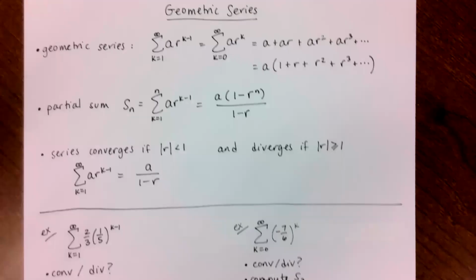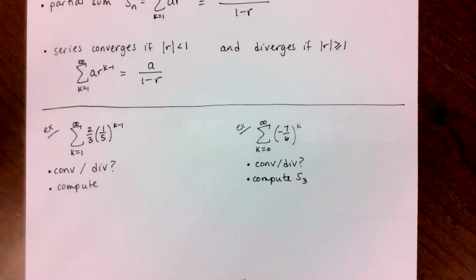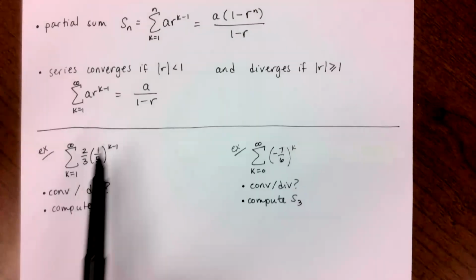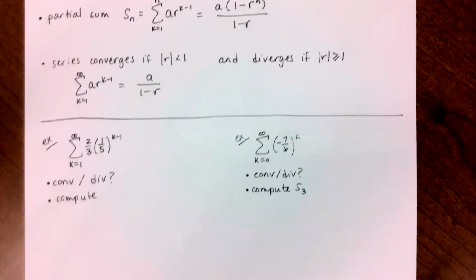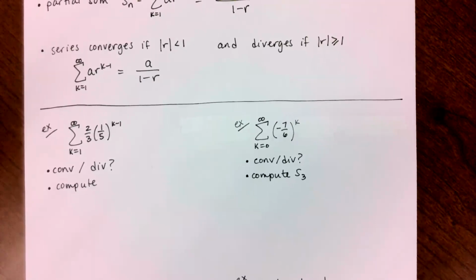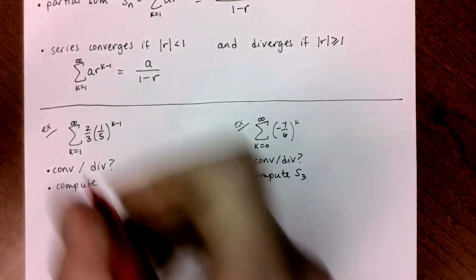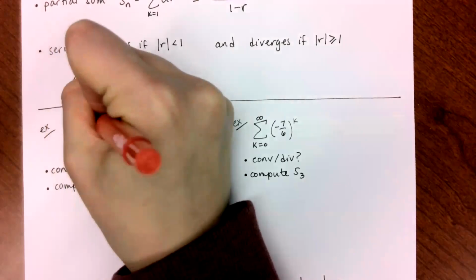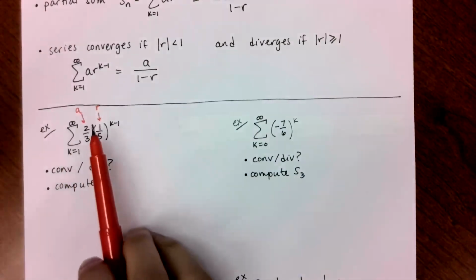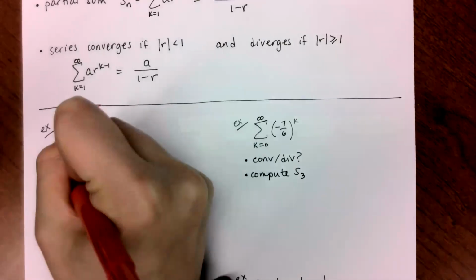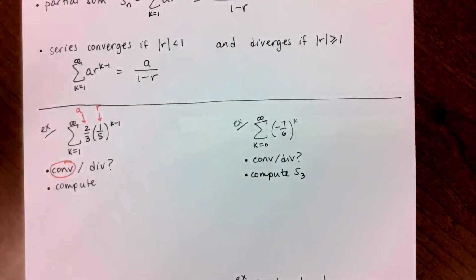Let's look at a couple of examples. My first example here fits exactly the structure of this first type here. From looking at the setup, we can see the a value is 2/3, the r value is 1/5. Because 1/5 has an absolute value less than 1, we automatically know without doing any work that this is a convergent series. The follow-up question here is compute the actual value of the sum.